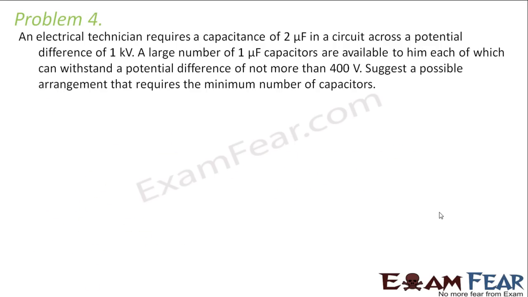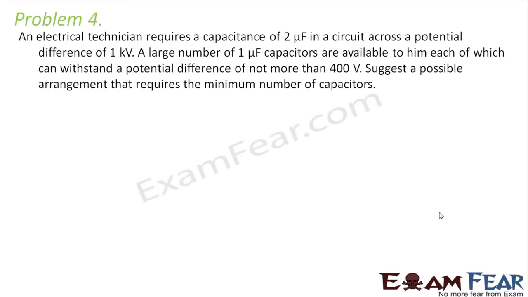Let us look at a bit different kind of problem. However, this is also related to combination of capacitors. It says that an electrical technician requires a capacitance of 2 microfarad in a circuit across a potential difference of 1 kilovolt. So this is his requirement. He wants a capacitance of 2 microfarad across a potential difference of 1 kilovolt.